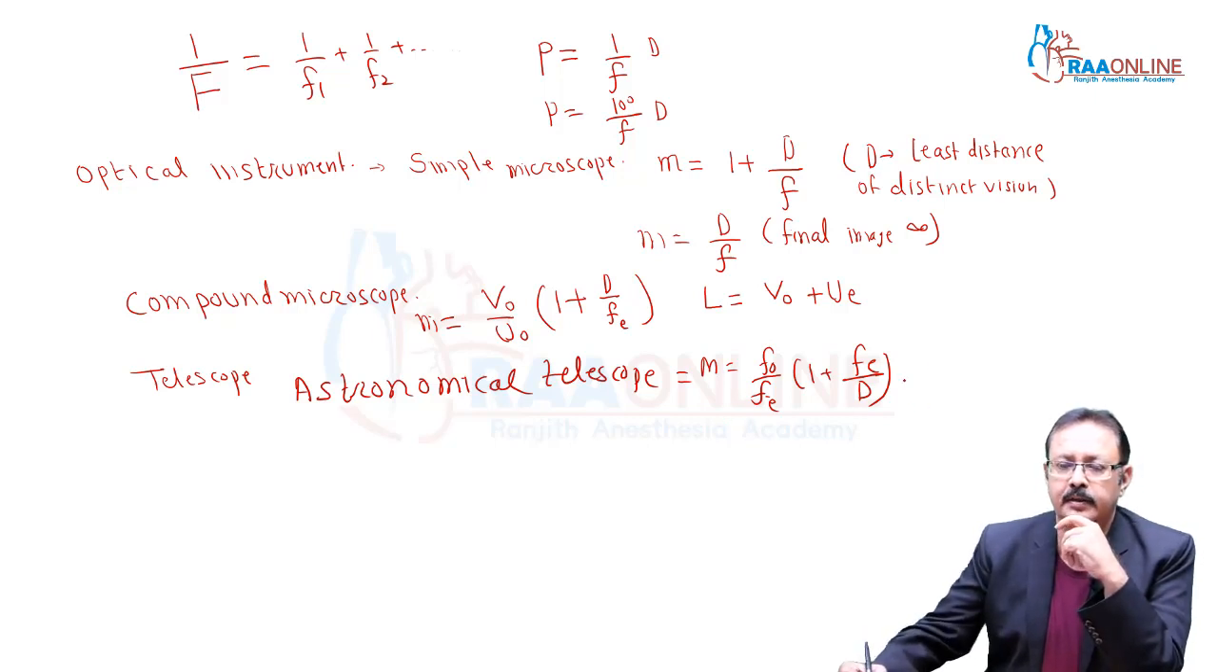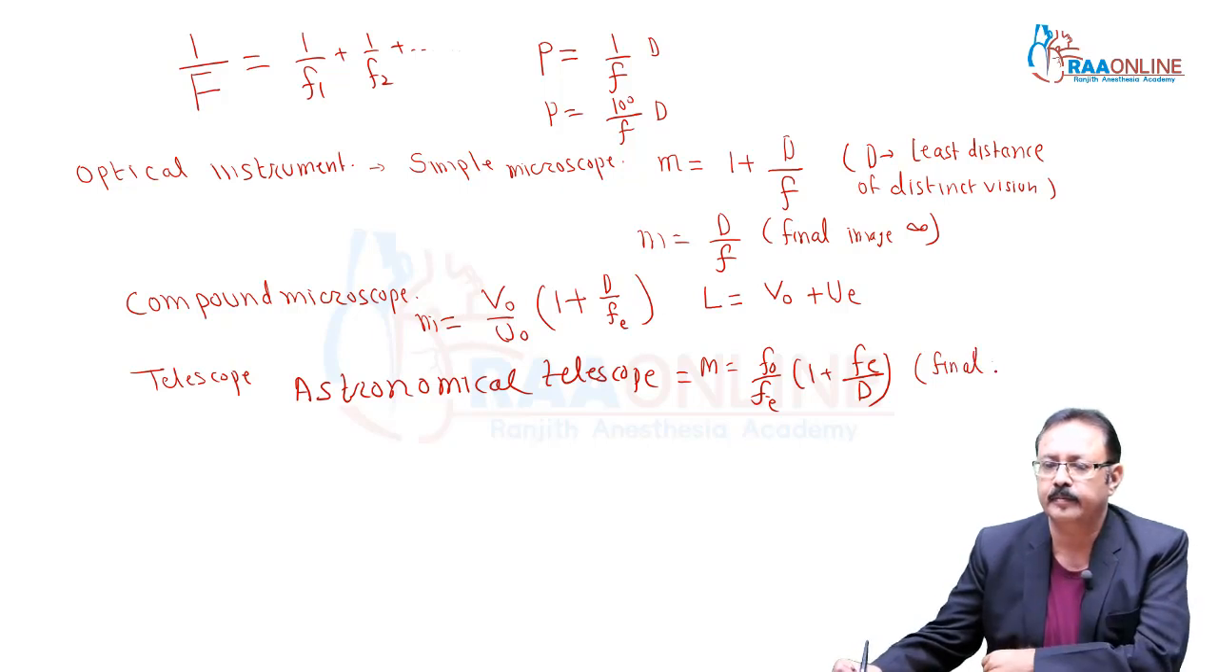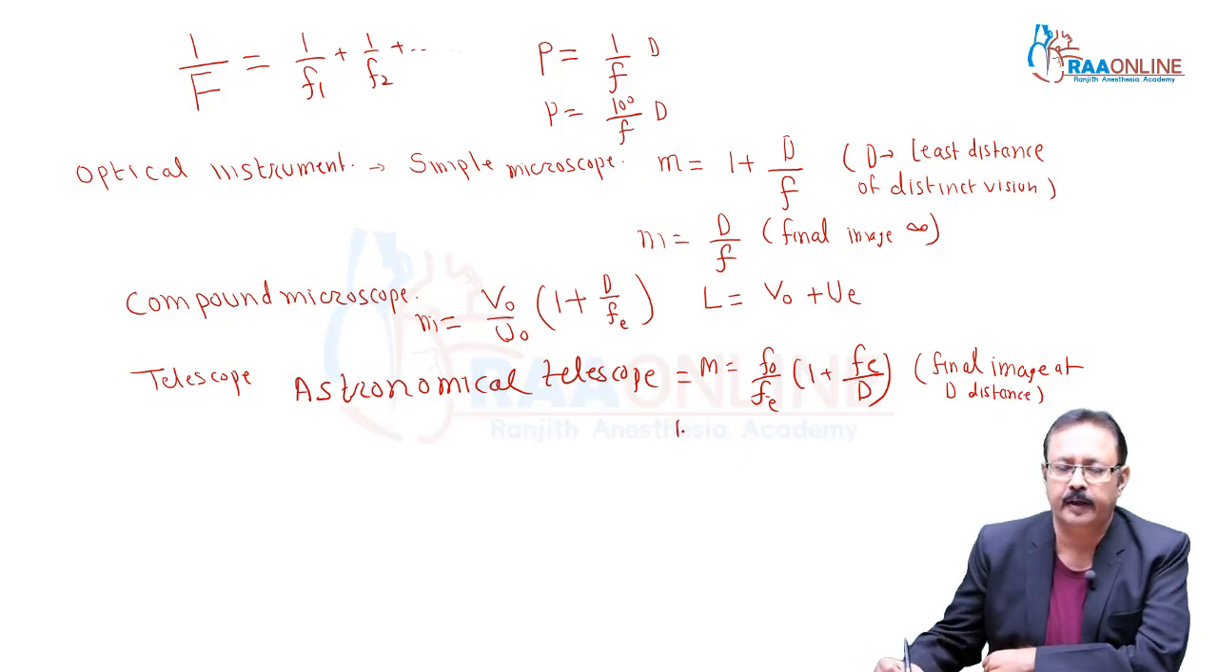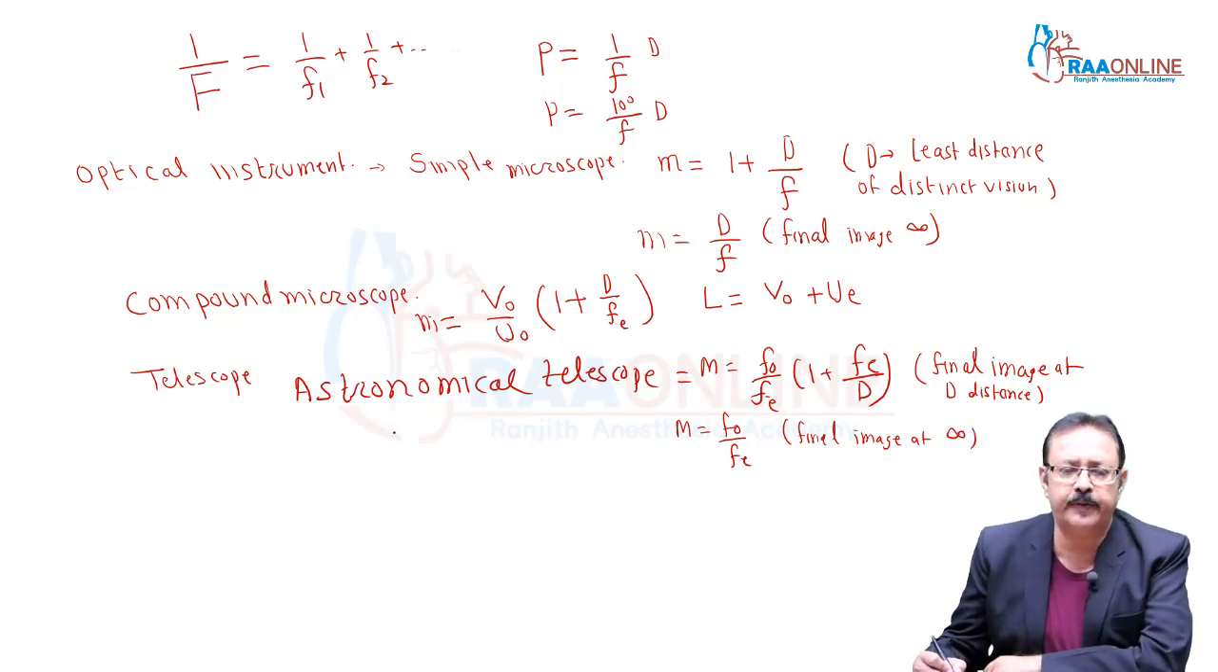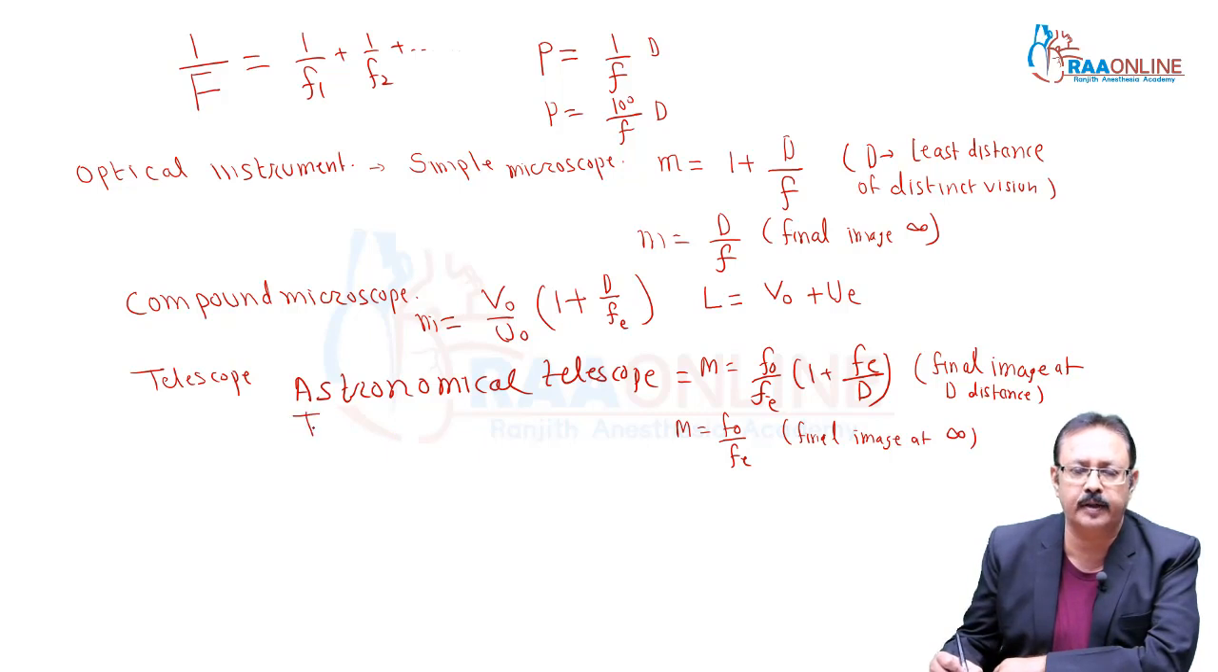But here the final image is at D distance. If the final image is at infinity, M is equal to fo by fe. What is the difference between an astronomical telescope and a terrestrial telescope?